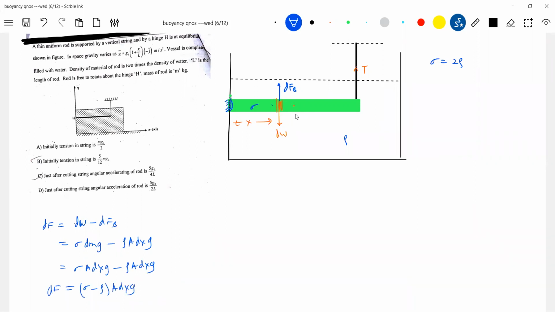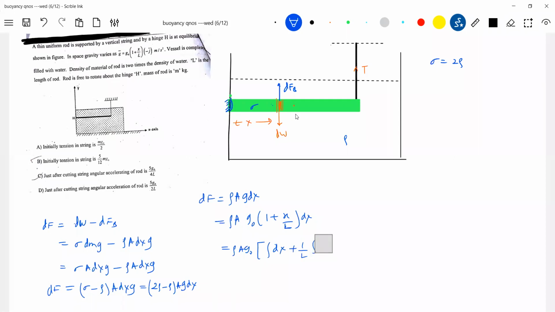Sigma is 2 times rho, so this will be 2 rho minus rho, which becomes only rho, where rho is the density of water. So rho A g dx. Now bring g into the picture. g is equal to g naught (1 plus x by L) into dx. So rho A g naught, integral of dx plus 1 by L integral of x dx. So this is the net force.